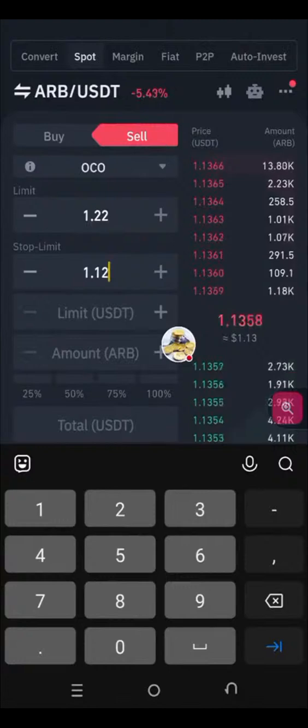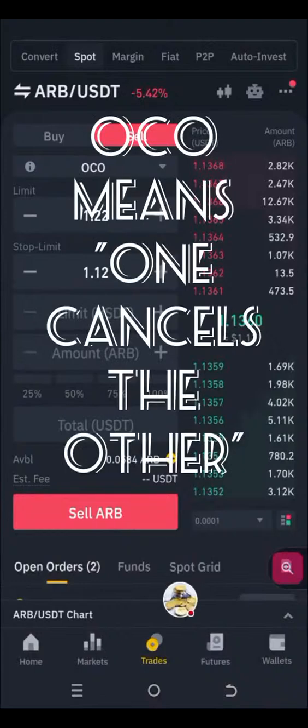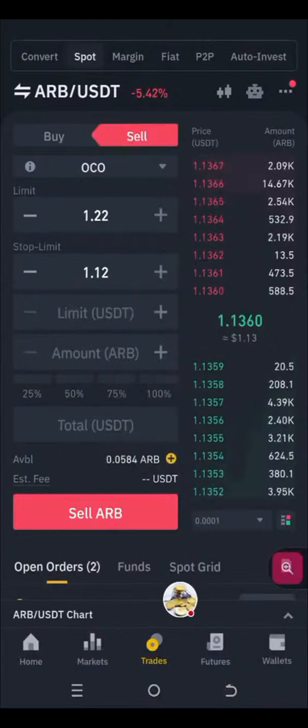So I'll be happy to lose a little portion of my money, because a lot of people are saying, why don't you just put a stop loss? Why don't you just put the take profit? This is OCO. OCO means one cancels the other, right? One cancels the other. Try and understand that.